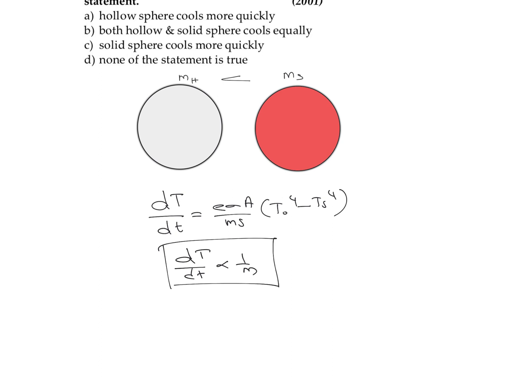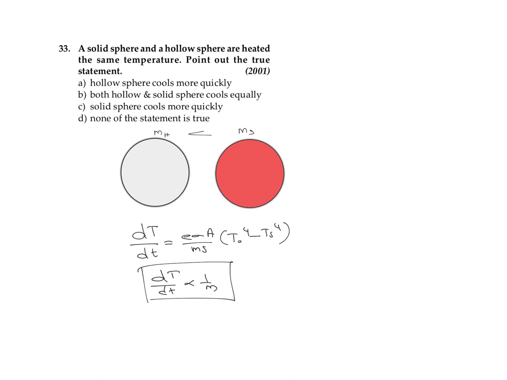So as the rate of cooling is inversely proportional to the value of mass, we can say that for the object with more mass, the rate of cooling is less. Rate of cooling is less means it will take more time for cooling. So we can say that the solid sphere will take more time and the hollow sphere will take less time.